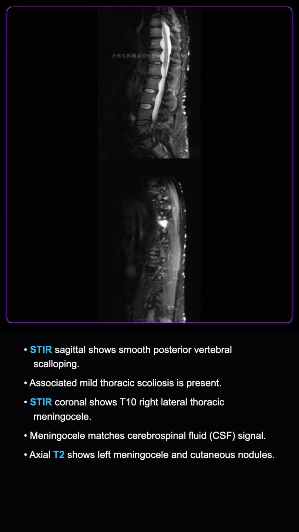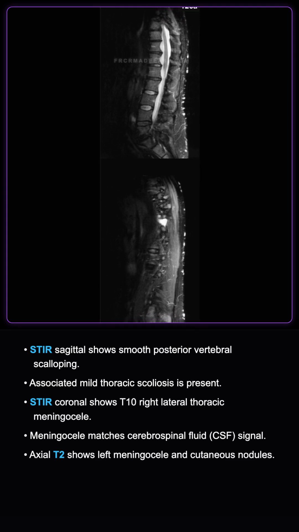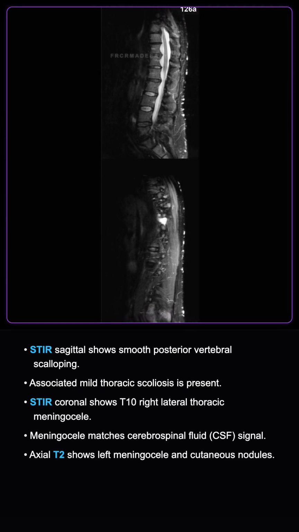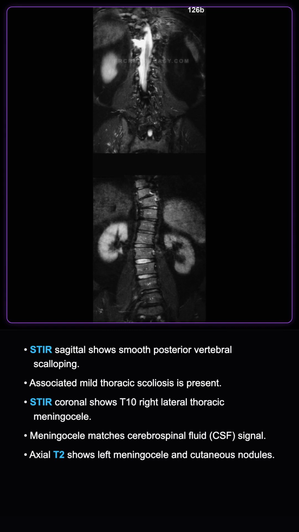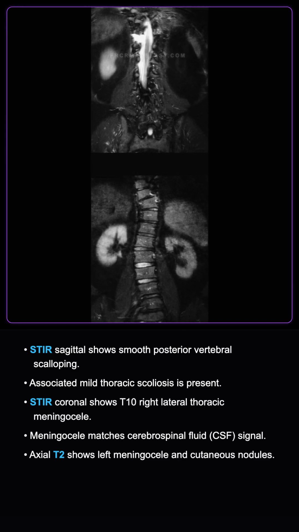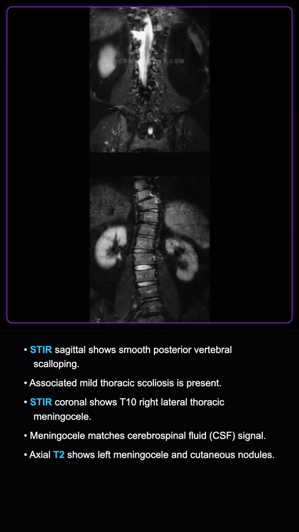Right. The sagittal STIR spinal image demonstrates smooth, posterior scalloping of multiple vertebral bodies, most prominently at the T11, T12, and L2 levels. There is an associated mild thoracic scoliosis present on the coronal scan.